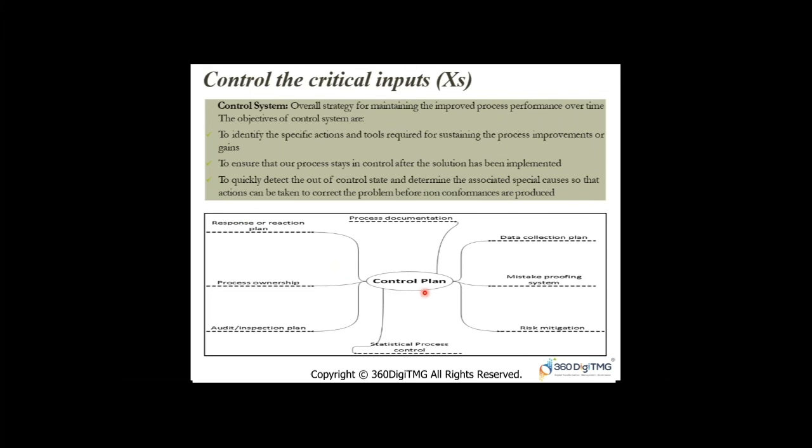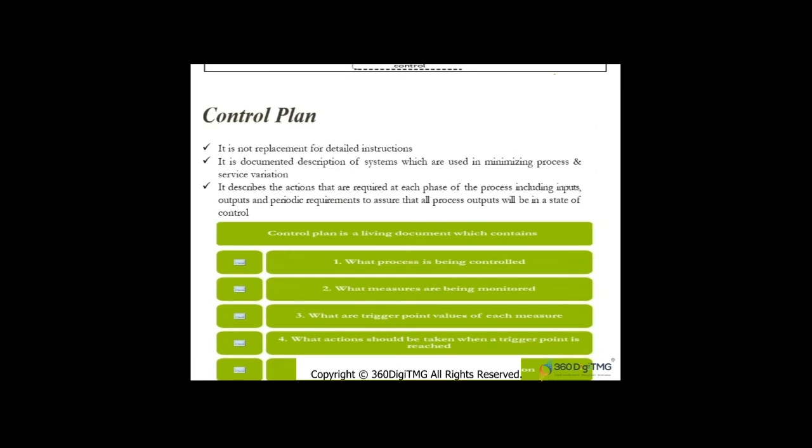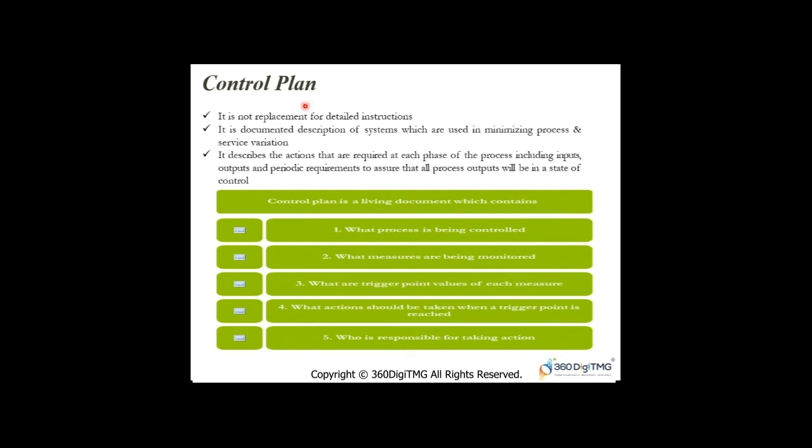Now let us understand a few more things about this control plan. Here we go. A control plan is not a replacement for your detailed instructions. If you have standard operating procedures for your various departments, a control plan is not a replacement for that, right? It's just a supplement. It is a documented description of systems which are used in minimizing process and service variation. It documents all the systems, it documents your processes, right? To ensure that the variation in the process or the service which you're providing is at the bare minimum.